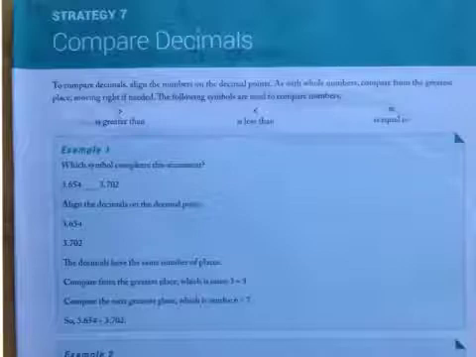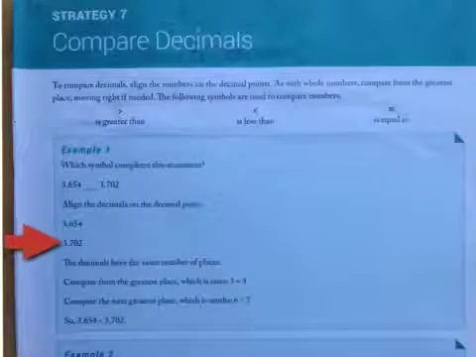And so let's compare as we go through this. It has 3.654 and then we have 3.702. So first off, it's telling us to align the decimals on the decimal point. So it gives us our numbers, and this is what it's talking about when it's talking about aligning, so that way we can simply look and see.